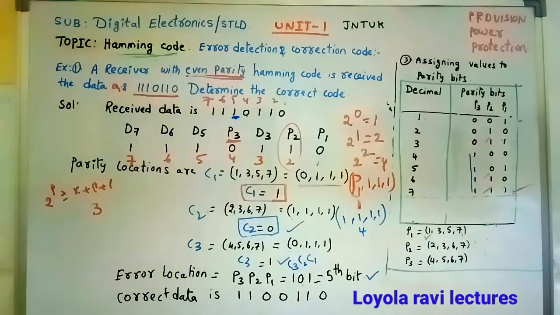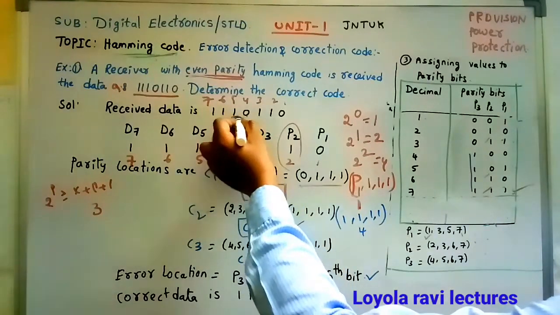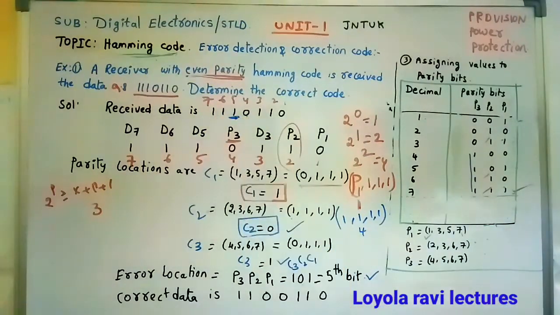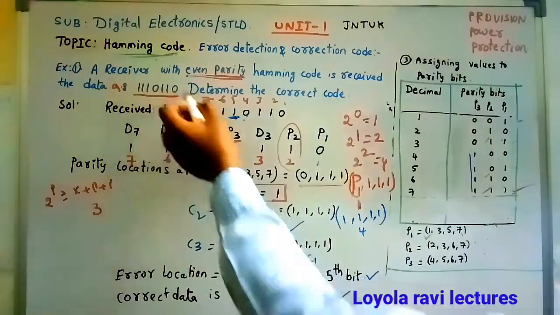If you find the error, correction is very easy. Why? Because in our digital information we have zeros and ones only. If the fifth location is error, the fifth location is 1, that one can be replaced with 0. So then the original information is 1, 1, 0, 0, 1, 1, 0. Actually the data that should be received is 1, 1, 0, 0, 1, 1, 0. But it is received as 1, 1, 0, 1, 1, 1, 0.